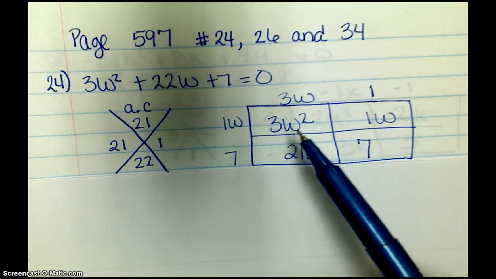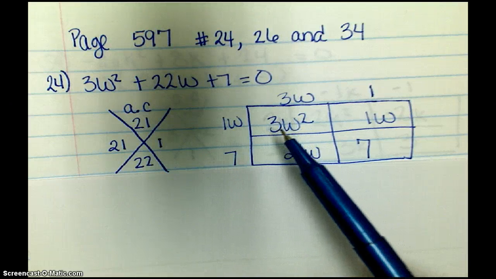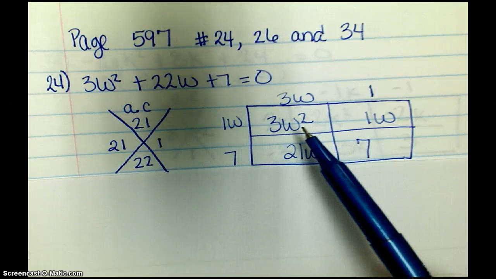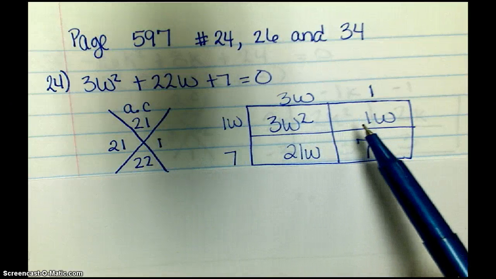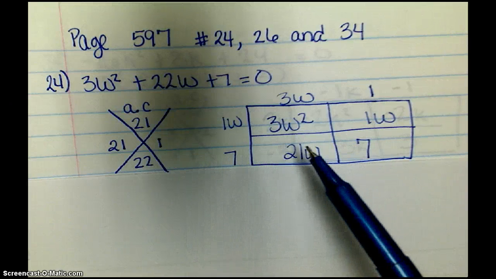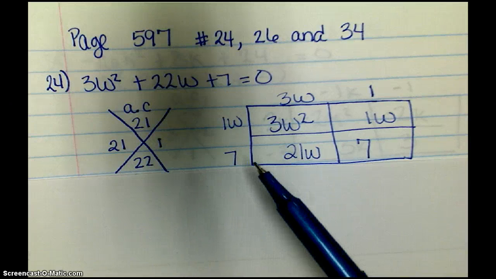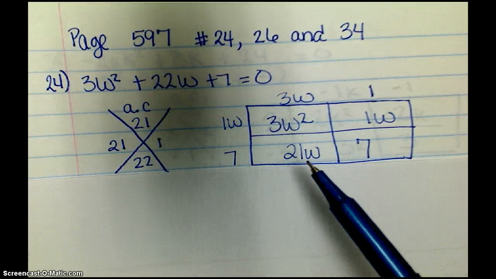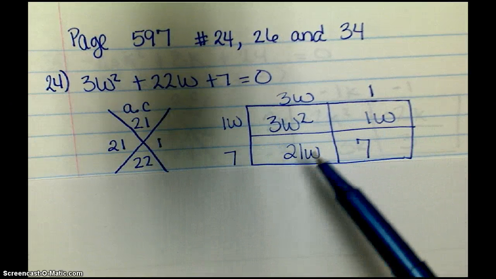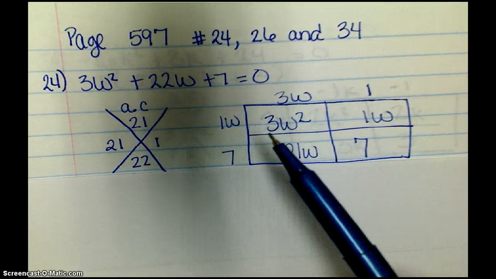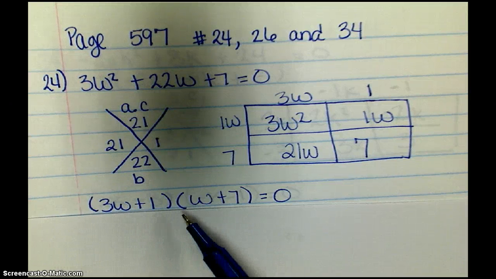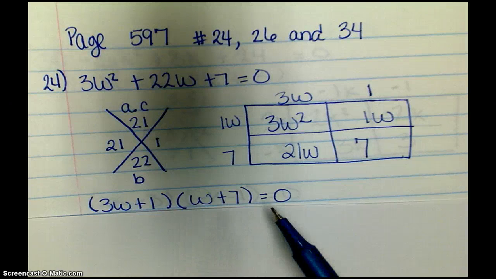And then I have to ask myself, what did I multiply together to get 3w squared? I did 1w times 3w is 3w squared. And then here, what do I need to multiply to get 1w? So it'll be 1w times 1. And then here, what do I need to multiply together to get 21w? I have to go 7 times 3w, which is 21w, and then 7 times 1 is 7. When I finish completing the box, I have my factors: 3w plus 1 times w plus 7 equals 0.